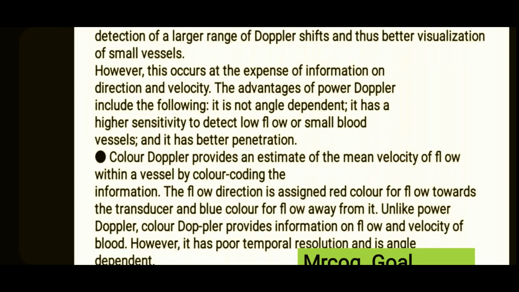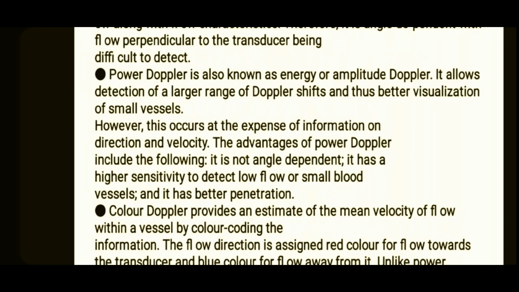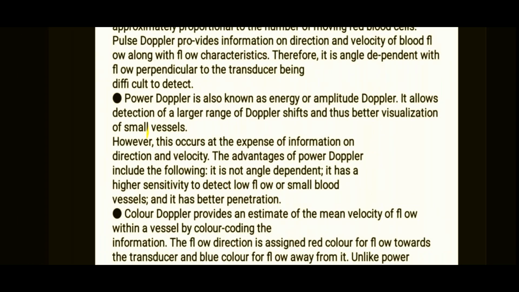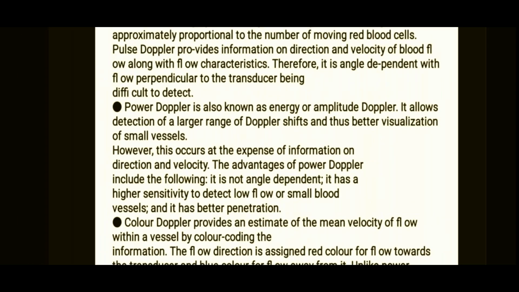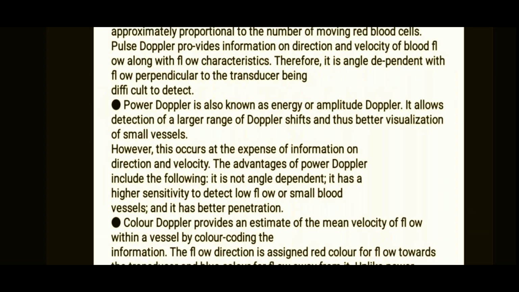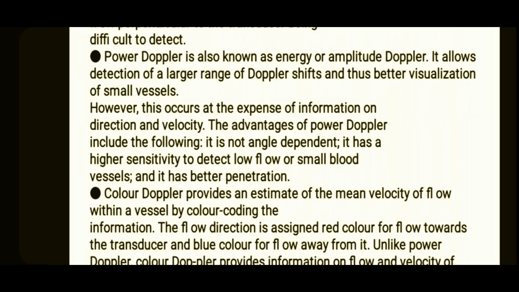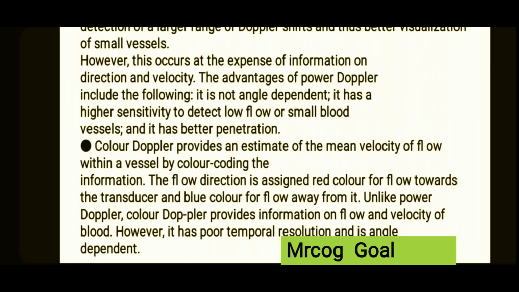So what have we seen up till now? That the pulse Doppler is better with the direction and the velocity of the blood flow and the flow characteristic, and it is angle dependent. Whereas power Doppler can see the small vessels, better visualization of all of them, but it is not that good at direction and velocity or detection of that. But the good thing is that, of course, it has got better penetration and it can see the smallest blood vessel. What about the color Doppler?